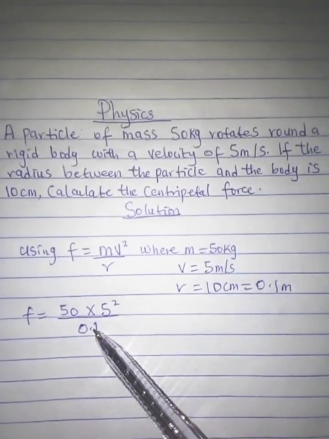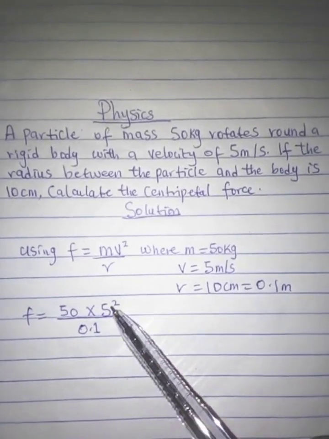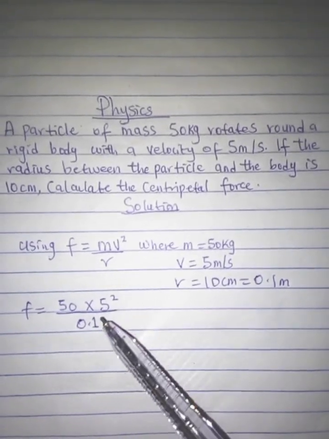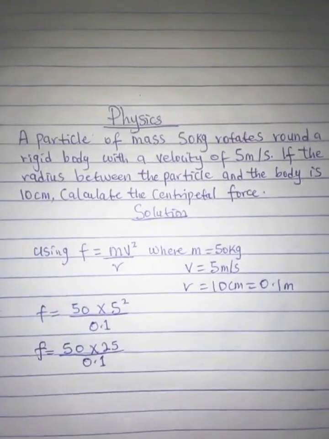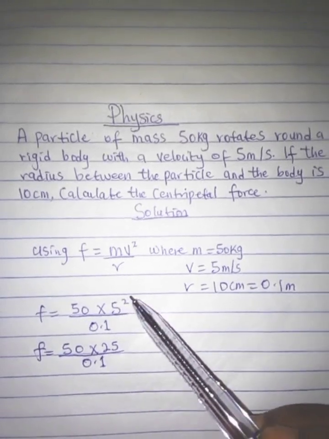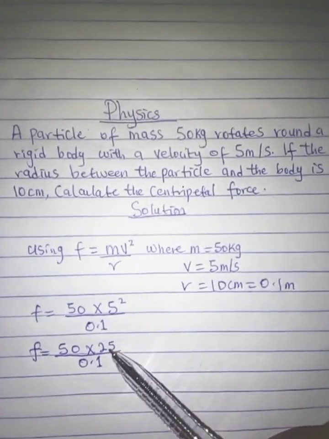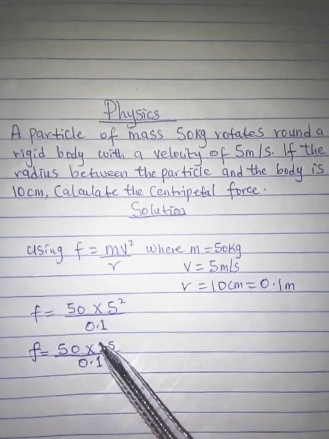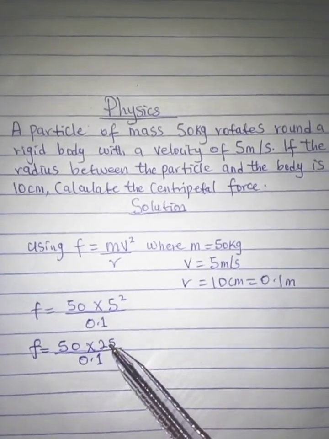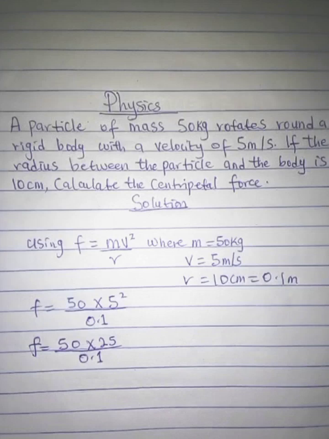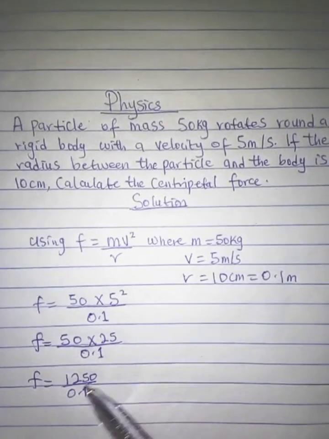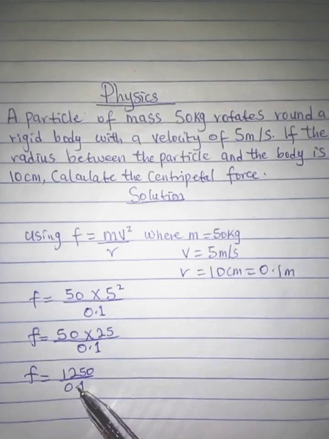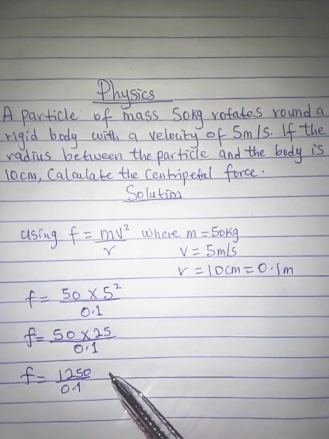over 0.1. But recall that 5 raised to the power of 2 is the same thing as 5 times 5, which is 25. So we'll have something like this. I told you that 5 raised to the power of 2 is 5 times 5, and 5 times 5 is 25. That's why we have 25 here. Now if you do 50 times 25, you will have 1250. Now, if you divide 1250 by 0.1, the answer will become 12,500.